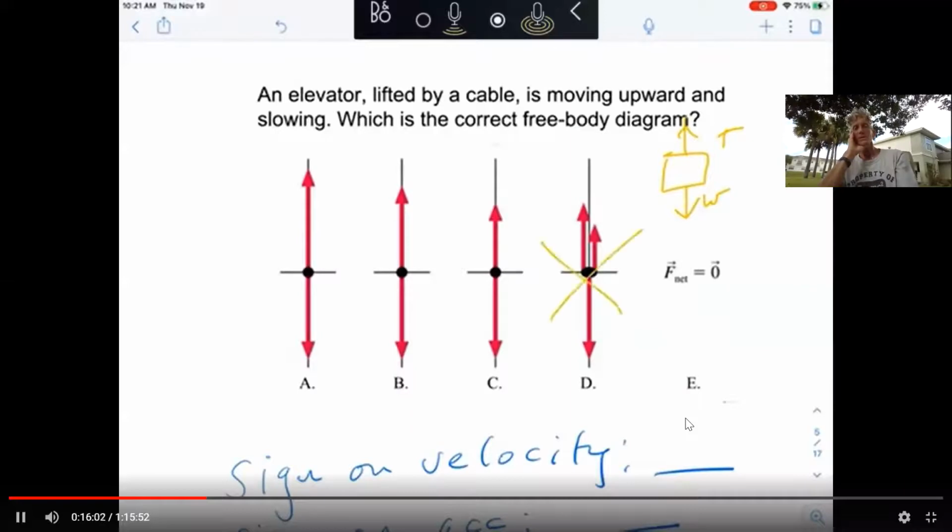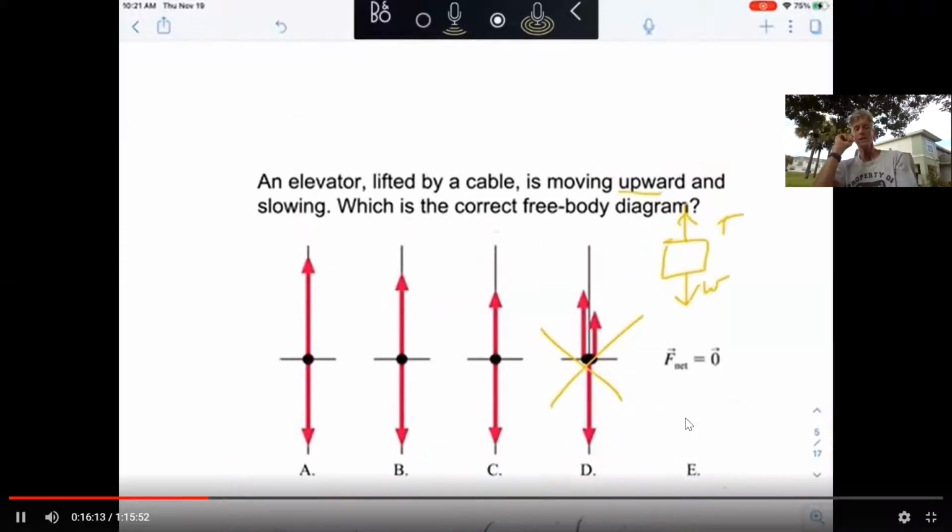Okay, so there's only two forces and there's one cable. So it can't be that letter D1. It is slowing down. It can't be F net equals 0, choice E. I should have crossed that one out too.